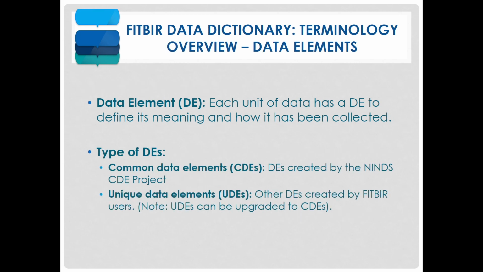There are 2 types of data elements, common and unique. CDEs are created by the NINDS CDE project, while UDEs are created by FITBIR users on a case-by-case basis. Programmatic approval is required if you are unable to match or cross-map your study CRFs to what is available in FITBIR.